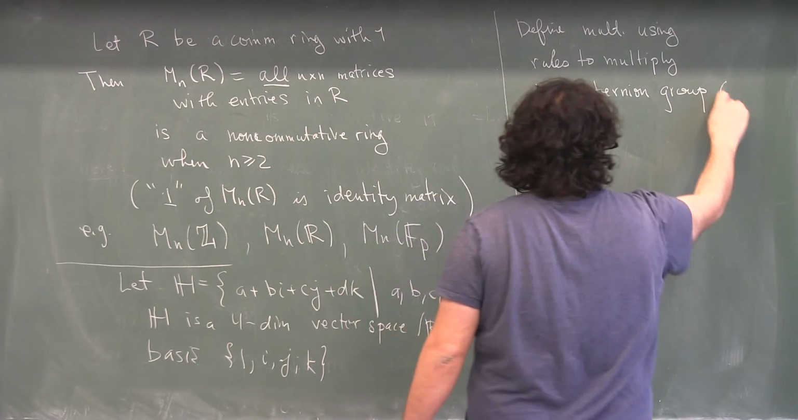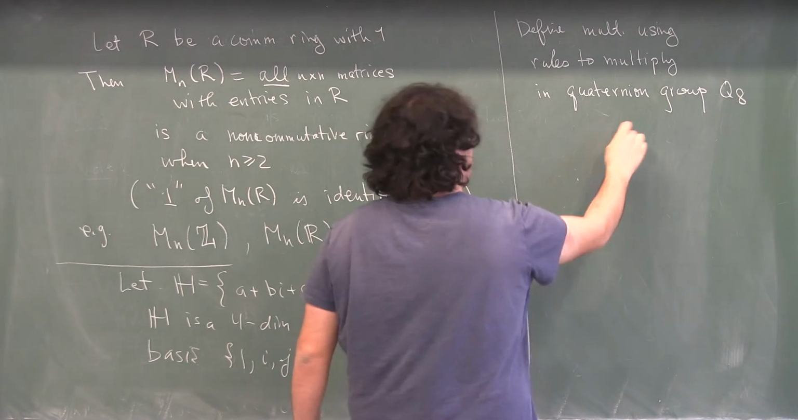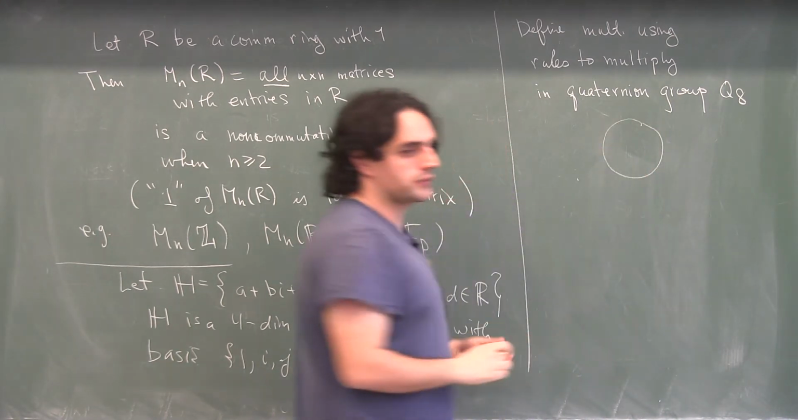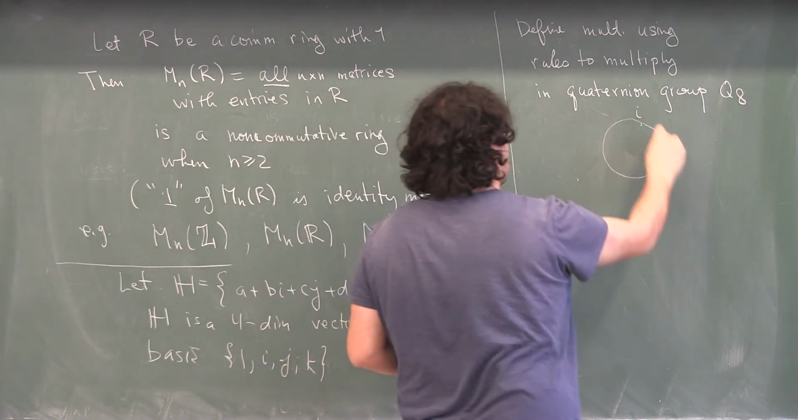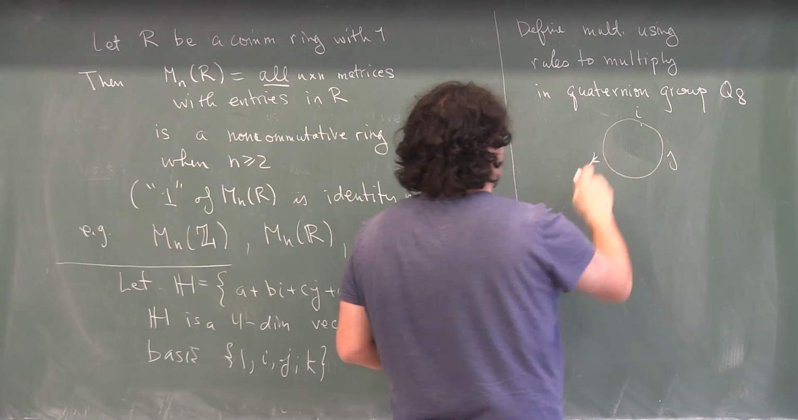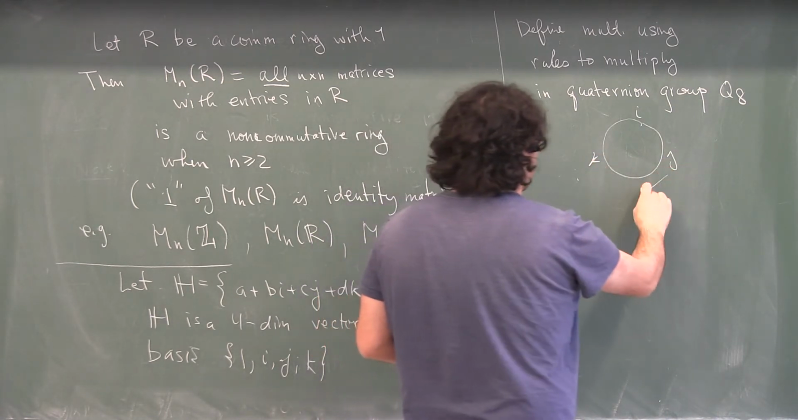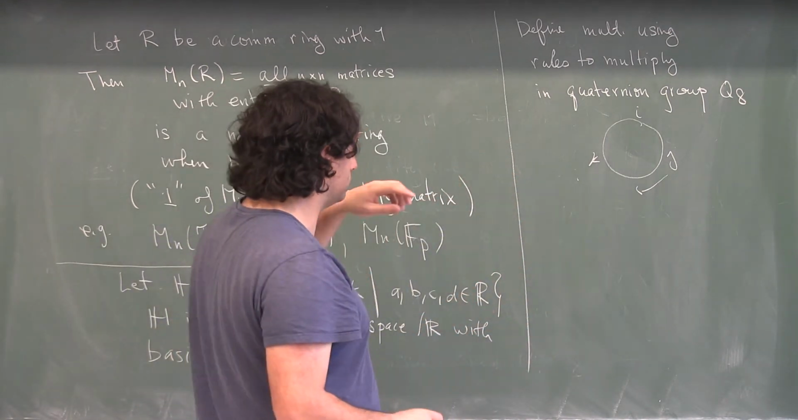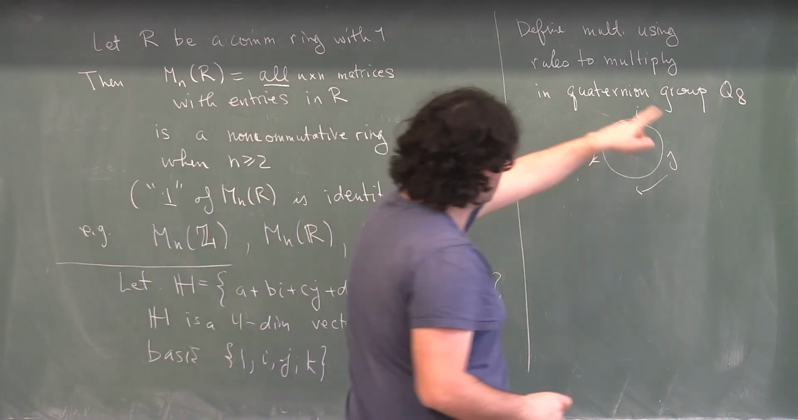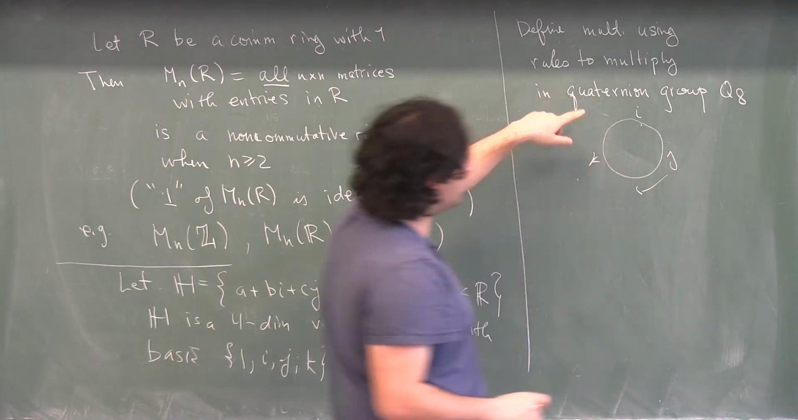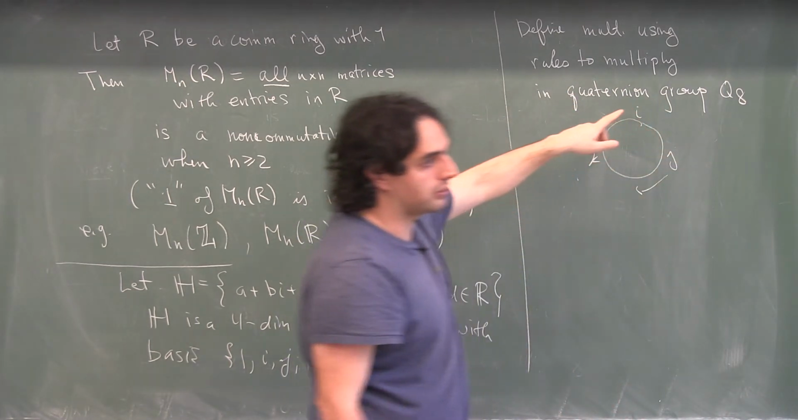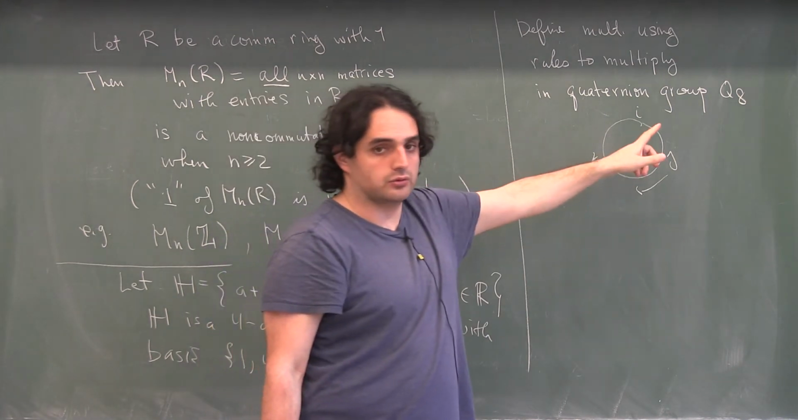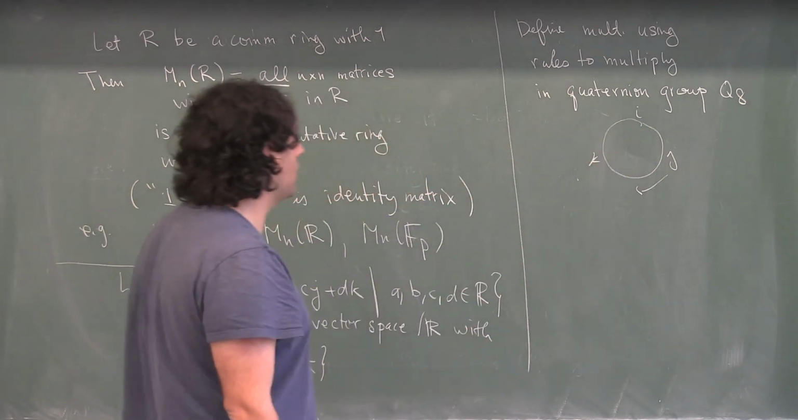Okay, so Q8, the quaternion group of order 8. Remember, we have this circle with the I, J, K. If you go counterclockwise, there is no sign. If you go clockwise, there is no sign. If you go counterclockwise, then a sign is introduced, a minus sign.